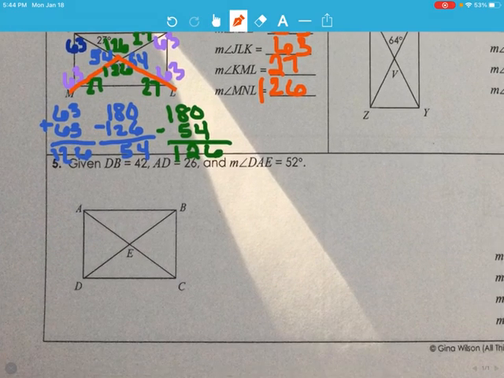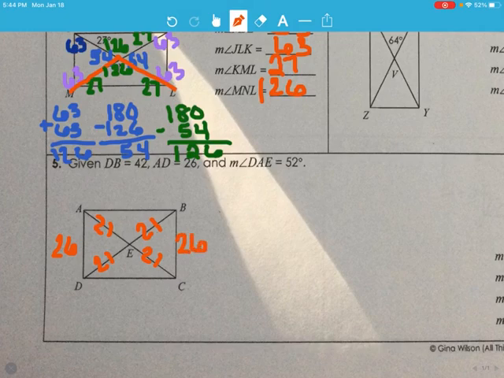I'm going to go over to number 5. Number 5, they give us a couple things. D to B, so this whole diagonal is 42. So then I know if the whole thing is 42, I know each little part is 21. So if those are 21, these are 21. Okay. A to D is 26. Well, if A to D is 26, its opposite is also 26.